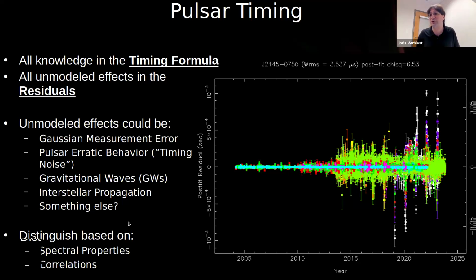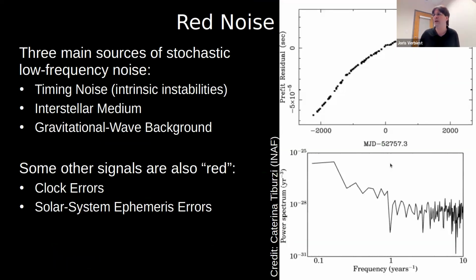Now, as we're digging out all these unmodeled effects to try and improve the residuals so that we get more sensitivity to gravitational waves, there's basically two fundamental tools that we can use. There's spectral properties of the signals of the residuals, and there's correlations between the residuals of different pulsars. Spectral signatures, basically we distinguish typically between two types of noise in the residuals. There's white noise, which is typically Gaussian measurement error or random errors that just happen as we make our observations. And there's what we call red noise, which is low frequency noise.